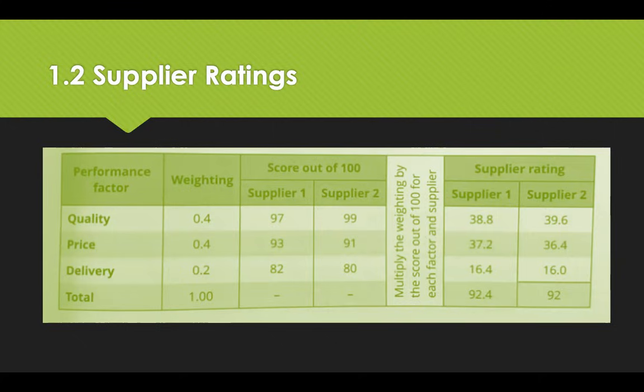So you've got 2 scores here, supplier 1 and 2. Let's take delivery. One's getting 82 out of 100, one's getting 80. That's worth 0.2 in terms of weighting. So you multiply the factor weighting by the score, which gives you a score of 16.4 out of 20, or 16 out of 20. Do that for all of the factors to give an overall supplier rating, and then you can compare them. And what this is showing you is that supplier 1 is ever so slightly better than supplier 2 with that extra 0.4 of a score.